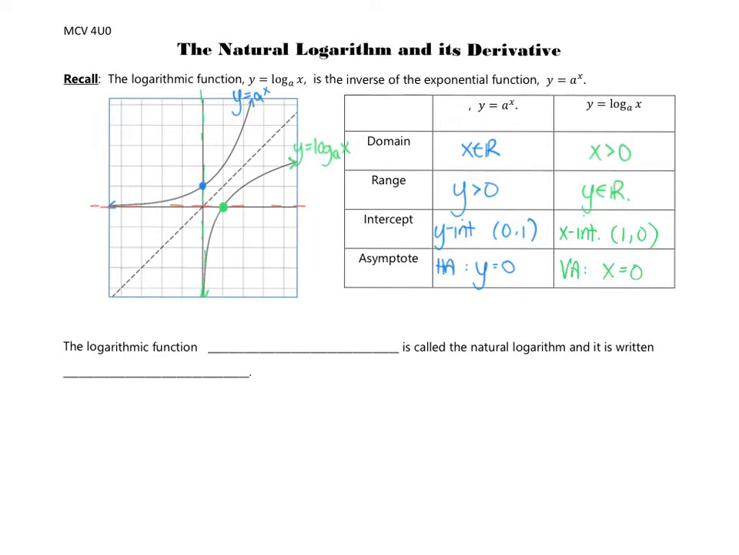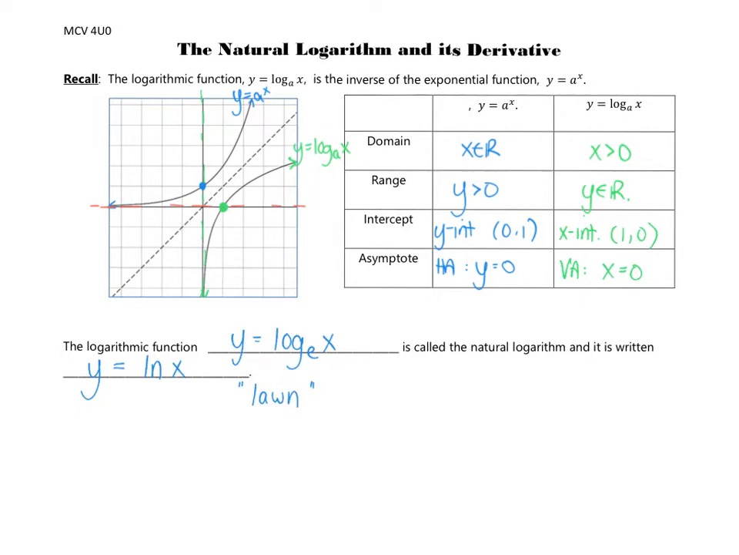Just like there's a special exponential function, e to the x, there's a special logarithmic function with base e. Of course that would be the inverse function to y equals e to the x. That is called the natural logarithm, and it even has a special notation as well. We write it as ln x, pronounced ln x.